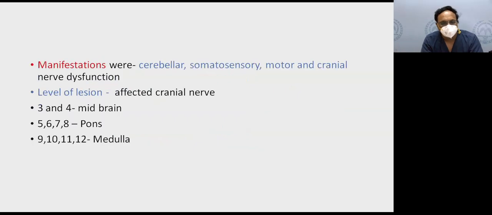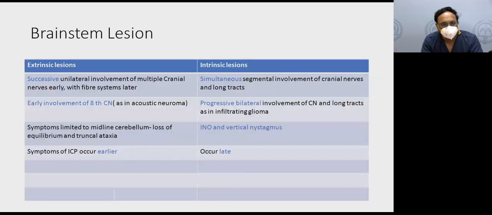And coming to manifestations, there is multi-system involvement: cerebellum, somatosensory, motor, and cranial nerve dysfunction. The level of the lesion you can know by the affected cranial nerve. Like 3 and 4, you know the midbrain is involved; 5, 6, 7, 8, the pons is involved; 9, 10, 11, 12, the medulla is involved. So how do you know whether it is an extrinsic or intrinsic lesion?